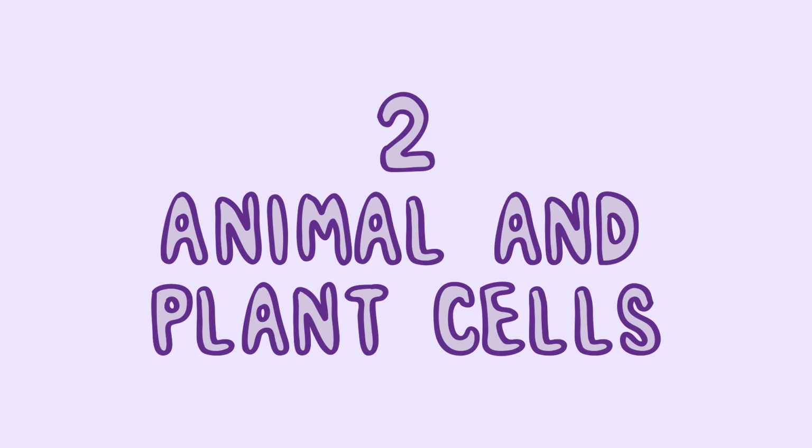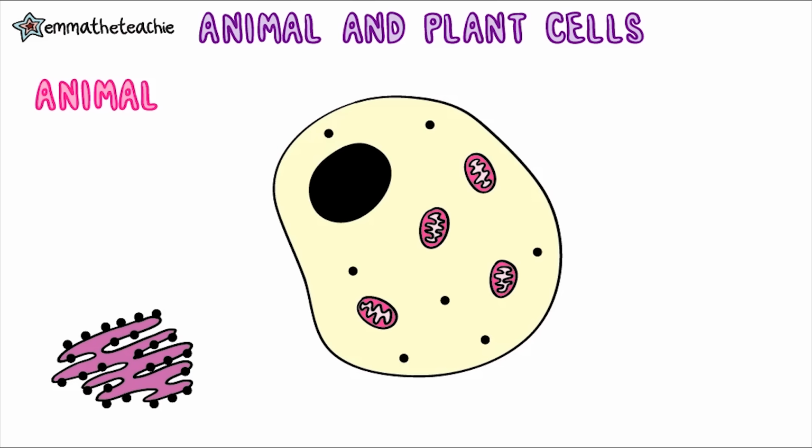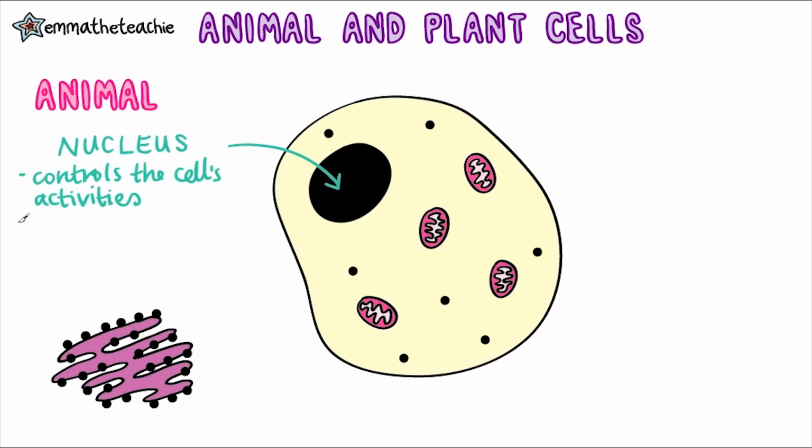Number 2, animal and plant cells. We're going to start with animal cells, and we'll look at the organelles that it contains and the functions of each. So the first organelle is called the nucleus. That's this big black blob. It controls the cell's activities, so basically everything. And it also contains genetic material, which in animal cells is DNA.